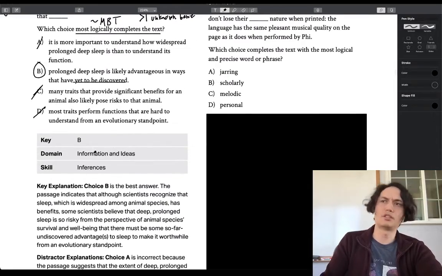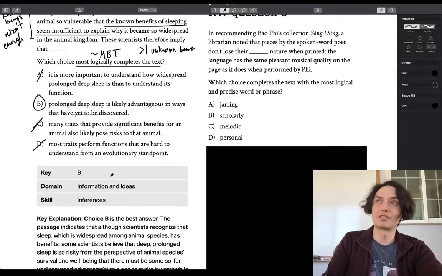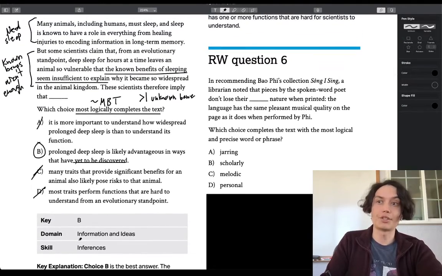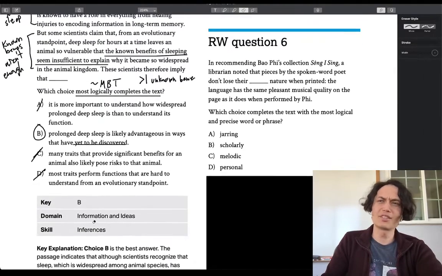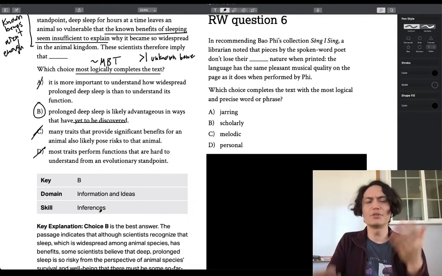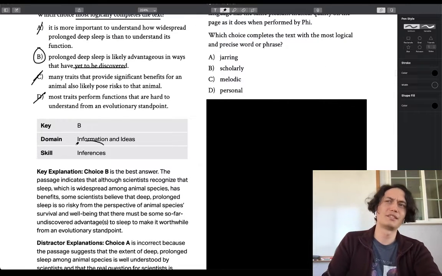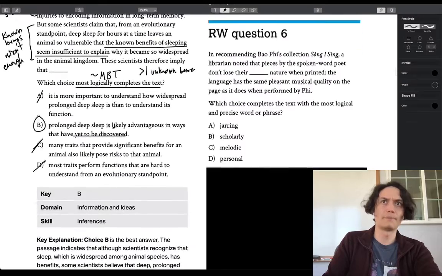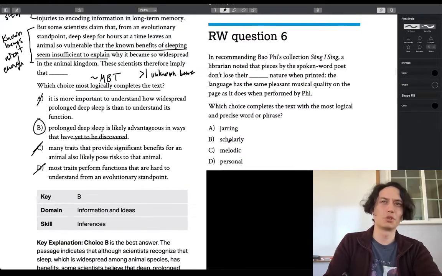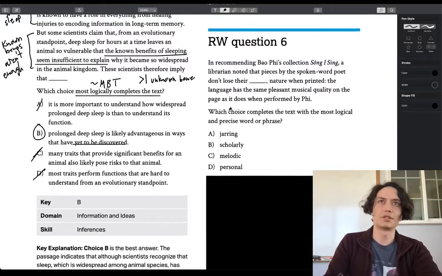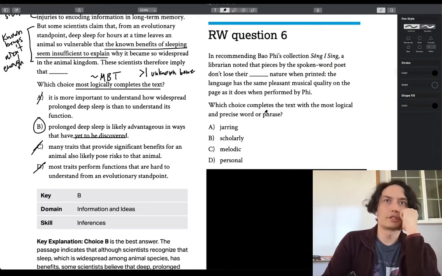Okay, cool. Inferences. Oh man. So this is an inference question, just like the LSAT. That's a whole thing. If this is all information and ideas, I wonder, there's another big domain inside of reading that I've forgotten right now what it's called, but I wonder what it is if not logic, because this has all just been logic so far. Oh, is it just like using words? We'll see. All right, which choice completes the text with the most logical and precise word or phrase?